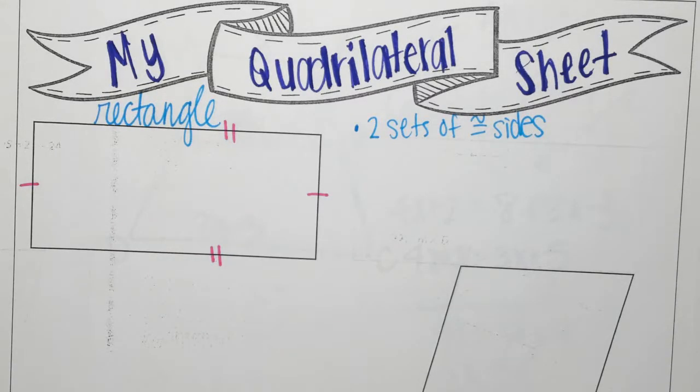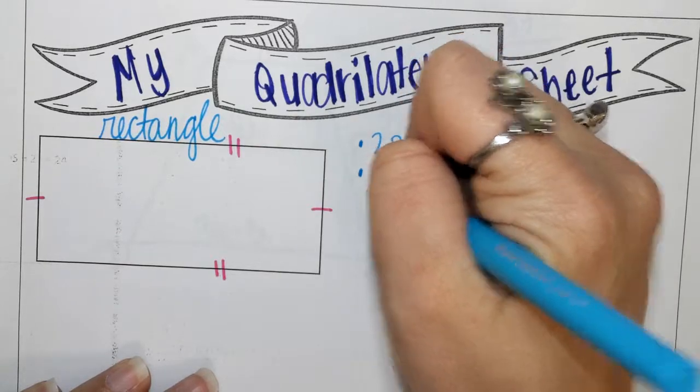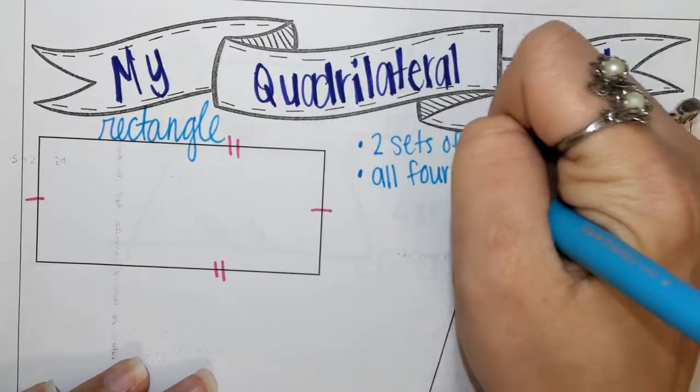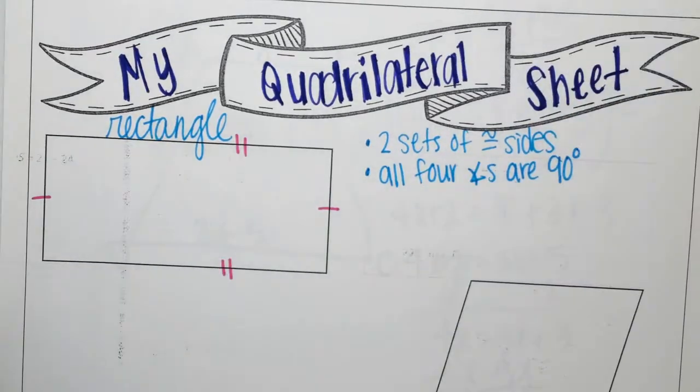Okay. What else do we know? Travis! All four angles are 90 degrees. Take a point. So what should we draw, babies?